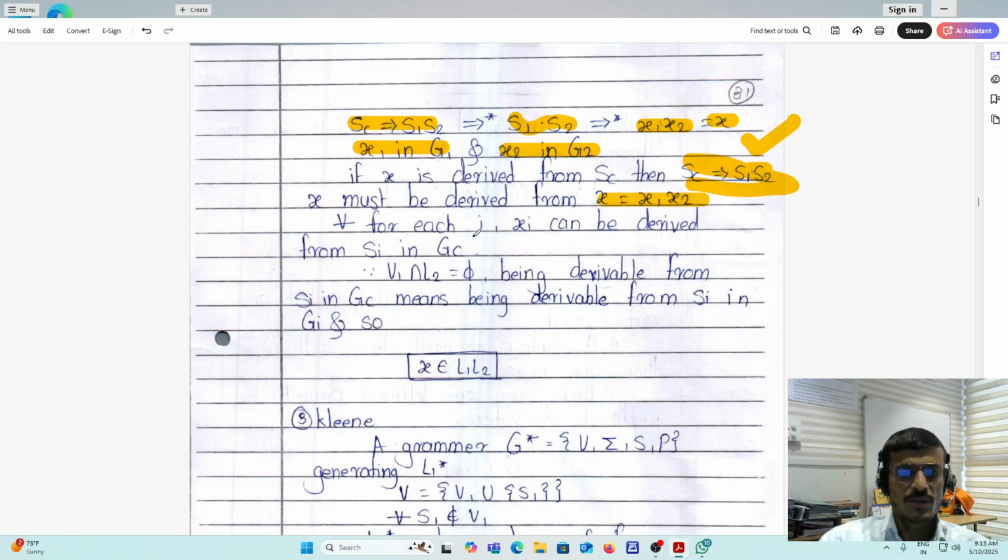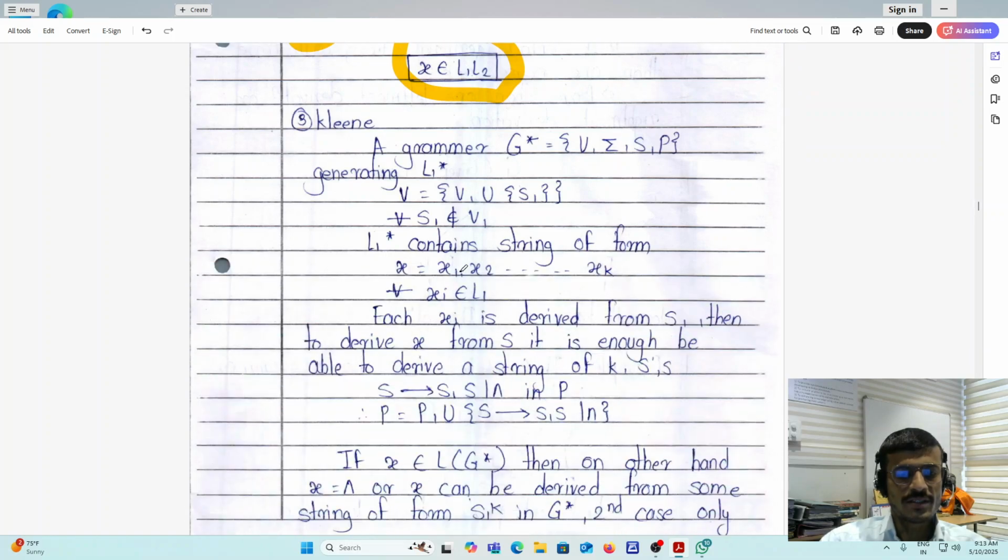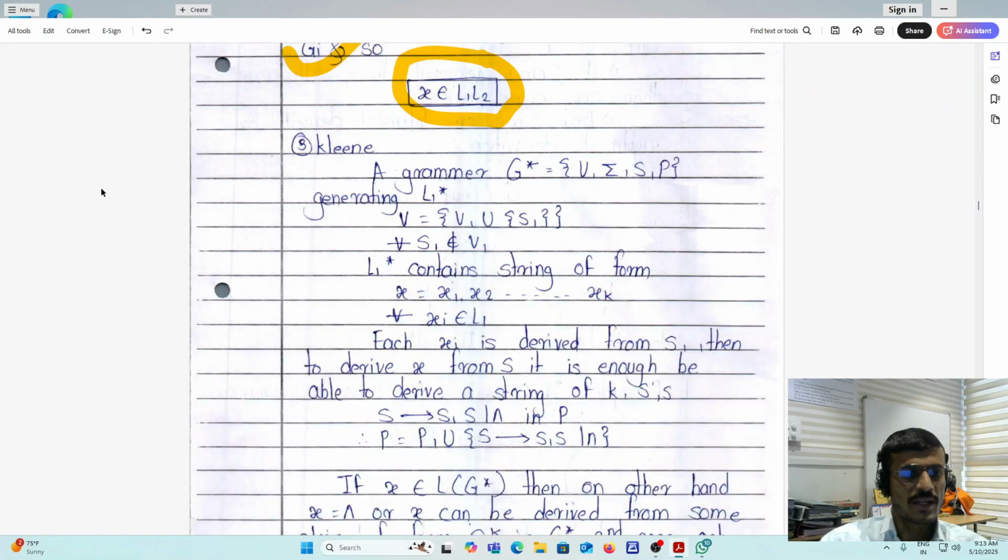Okay, so that's it for the concatenation. And the next one, clean operation. Again, it is very important, and it is applied on a single grammar.